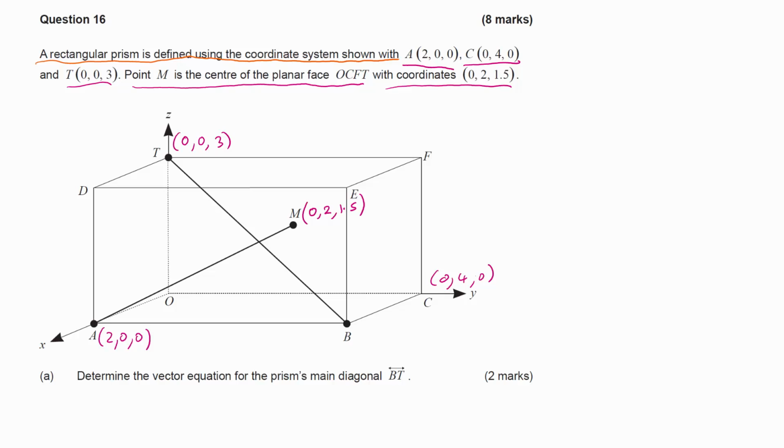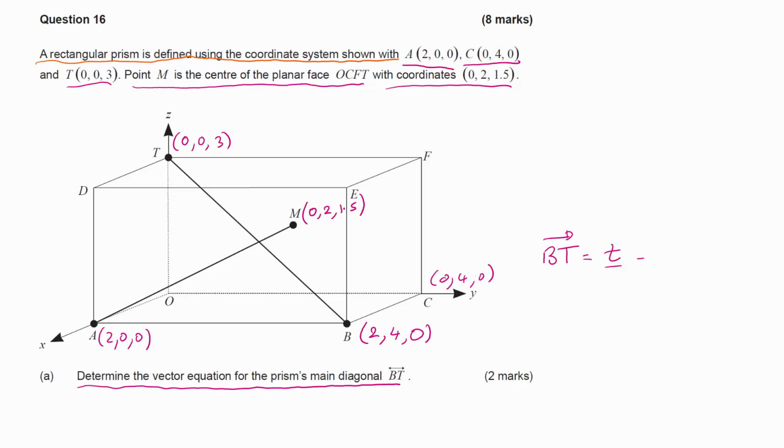And we can see that given here. We want to determine the vector equation for the prism's main diagonal, BT, which is shown on the diagram. Now, following coordinates given, B would be at (2, 4, 0). So, we think about going from B to T.